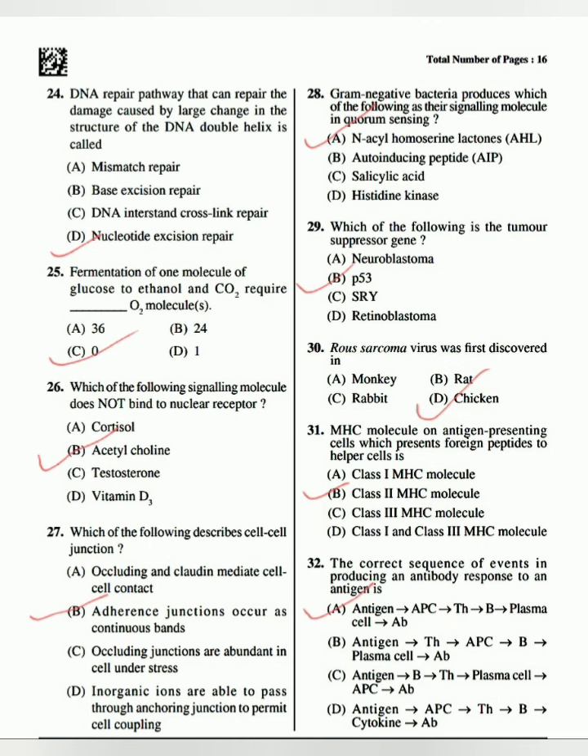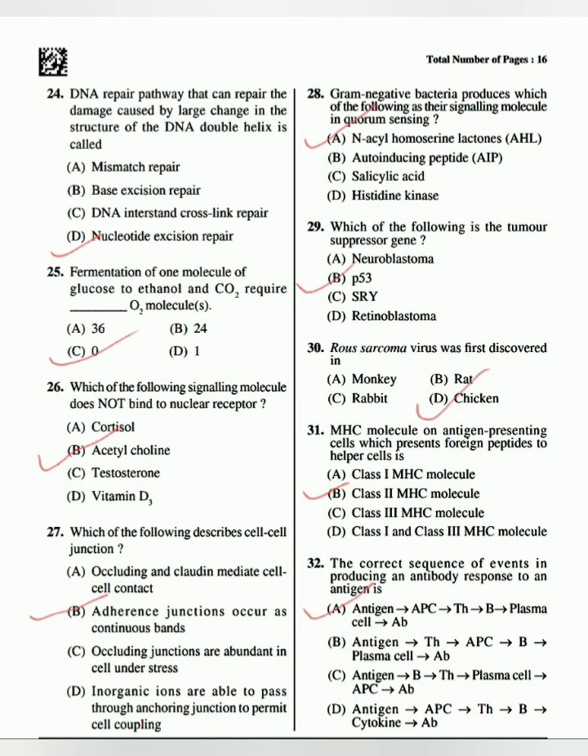Next, which of the following describes cell-to-cell junction? This is again a very important topic. Please read all the possible cell-to-cell junctions that are there. First, occludin and claudin mediate cell contact. Option B, adherens junctions occur as continuous bands. Option C, occluding junctions are abundant in cells under stress. Option D, inorganic ions are able to pass through anchoring junctions to permit cell coupling. And the correct answer is option B. Adherens junctions occur as continuous bands.